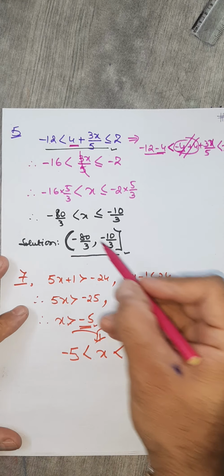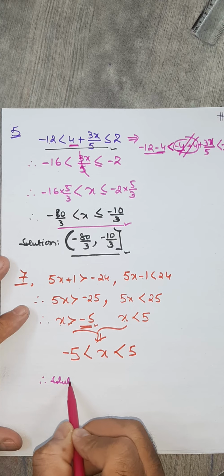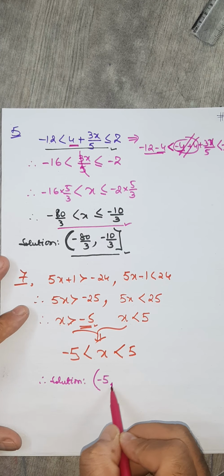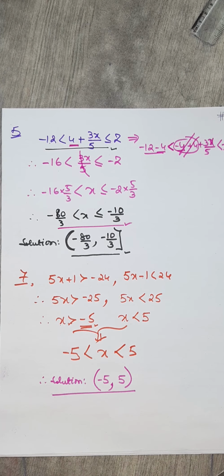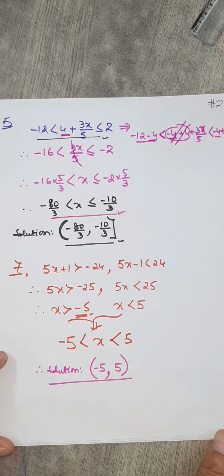So like this question, and earlier questions, what's the solution? The solution would be the open interval minus 5 to plus 5. This is the solution. Every number from the open interval minus 5 to plus 5 would satisfy both the inequalities, remember. You have two inequalities here. Graphically, you are asked to represent it graphically here.